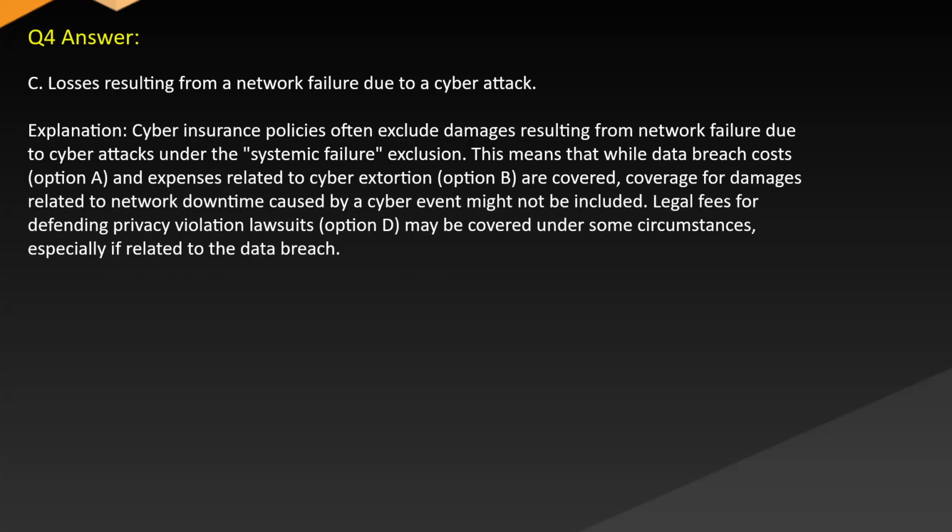Answer: C. Losses resulting from a network failure due to a cyber attack. Explanation: cyber insurance policies often exclude damages resulting from network failure due to cyber attacks under the systemic failure exclusion. This means that while data breach costs, option A, and expenses related to cyber extortion, option B, are covered, coverage for damages related to network downtime caused by a cyber event might not be included.